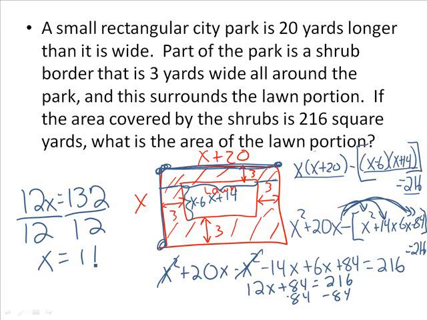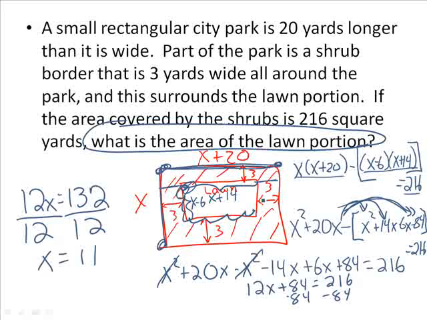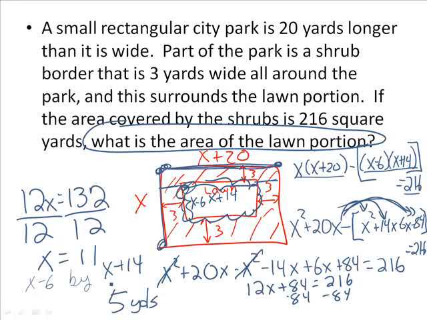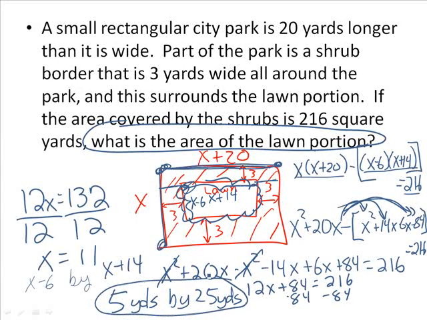Okay, so now we've got our value that we need, and I'm going back to look for the question: what is the area of the lawn portion? Just the lawn portion here in the middle. That was given by the dimensions of x minus 6 by x plus 14. So I need to sub an 11 in there. 11 minus 6 is 5 yards, and 11 plus 14 is 25 yards. So the little lawn, 5 yards by 25 yards, would be our answer for that one.